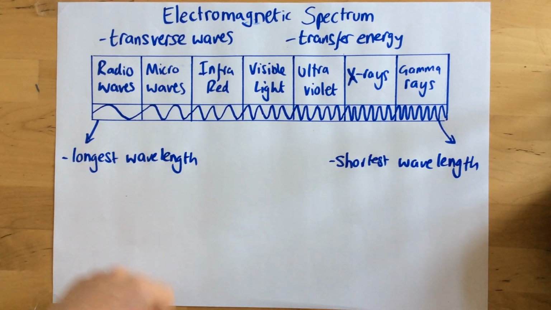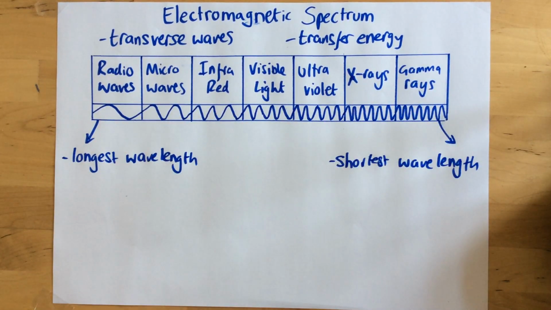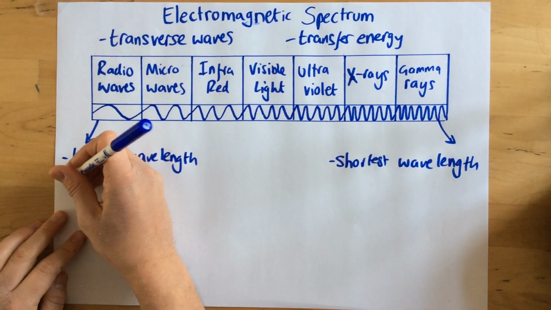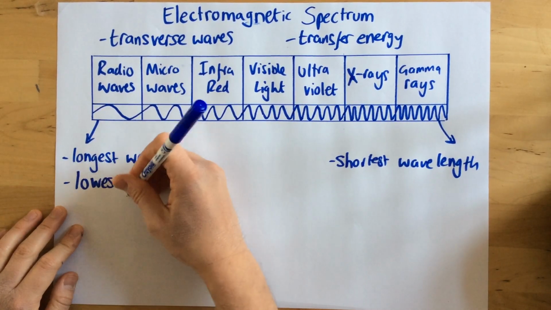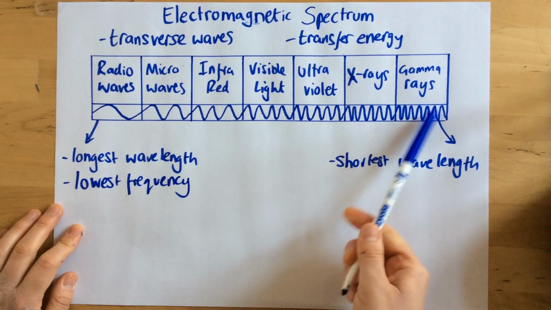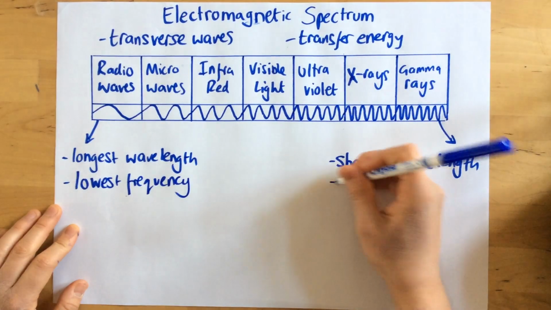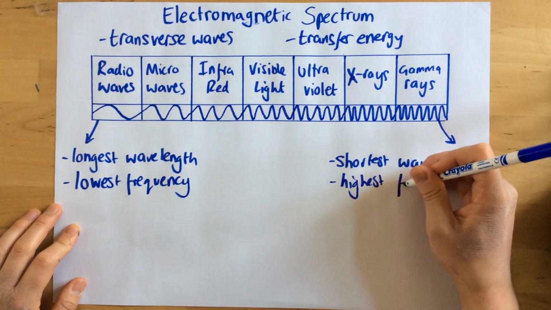We can also have a look at how frequency changes as you go from one side to the other. The frequency means how many waves pass a point per second. So on this side, we actually have the lowest frequency in terms of our radio waves. Whereas over here, the gamma rays, we have a really, really high frequency. So this is where the frequency is highest.